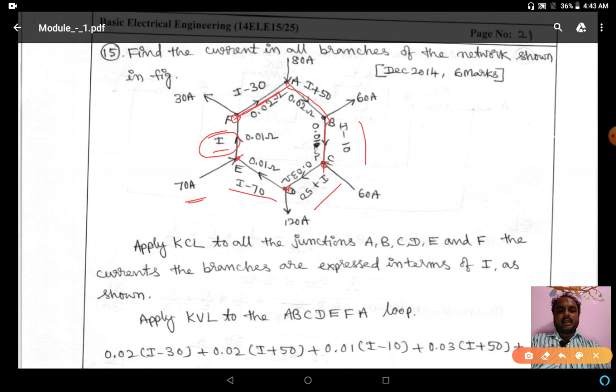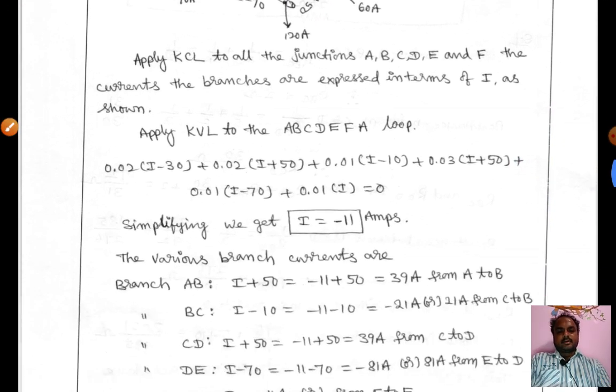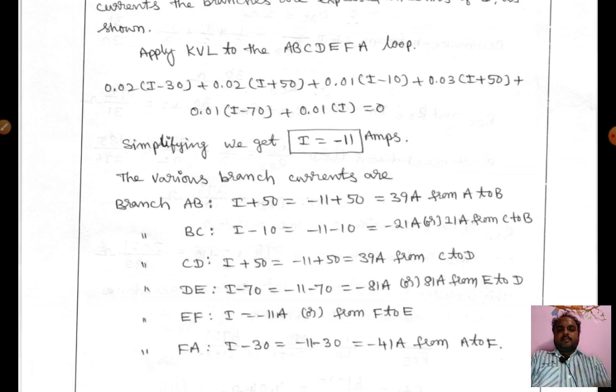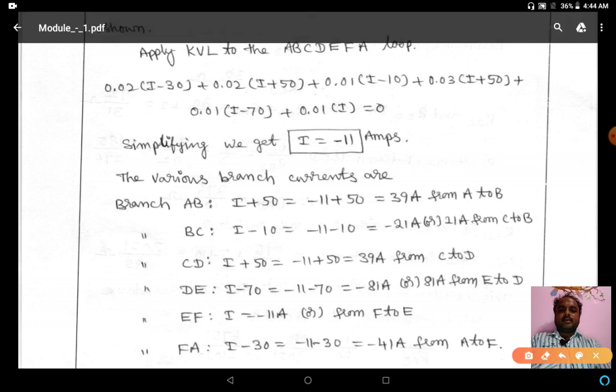Now we apply KVL to this circuit. Once you apply KVL and after simplifying, you will get I value as minus 11 amperes. See, like that. KVL: algebraic sum of all voltage drops is equal to 0 in any closed circuit, right? So I value is minus 11 amperes.